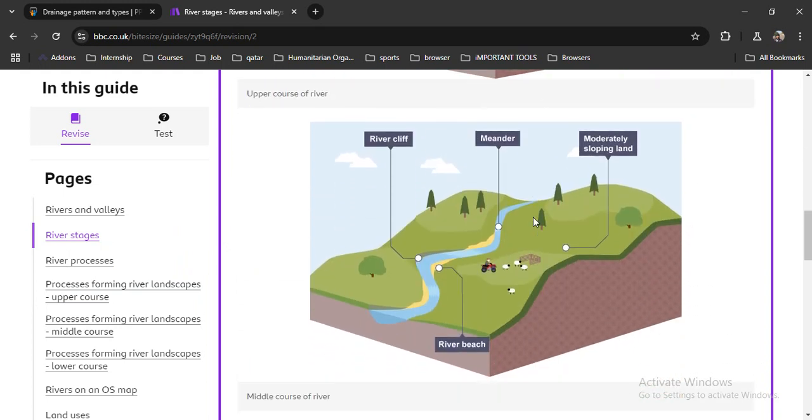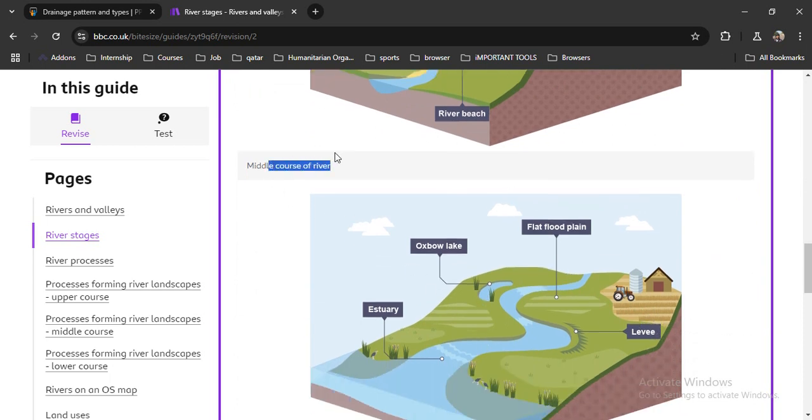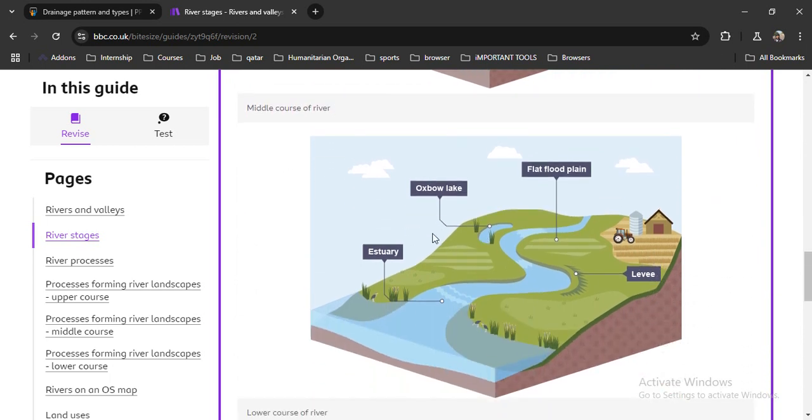The next one is moderately sloping land, meander. It's like a zigzag, river cliffs and river beach. This is the middle course of the river, flat plain. Levee, oxbow lake. It creates an oxbow lake here, just stagnant water. Estuary, it's the mouth. It's created a big mouth here.